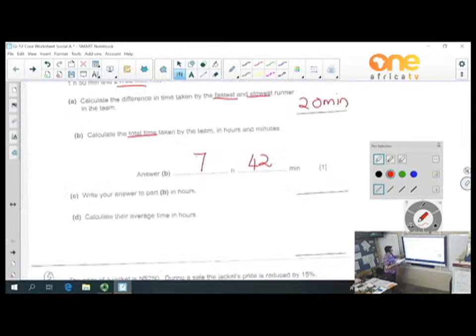Okay, number C. Write your answer to part B in hours. How am I going to change this now to hours? How many minutes in an hour? 60. So we're going to say it is 7 point, and then come on your calculators, what is 42 divided by 60? 42 divided by 60. Yeah, so it is 7.7 as in hours, only in hours.